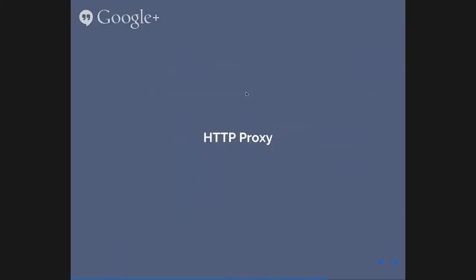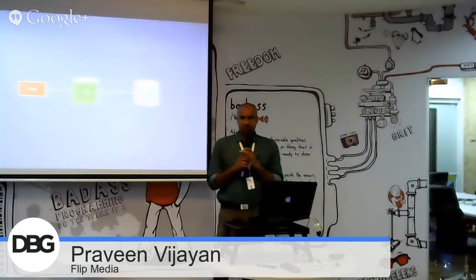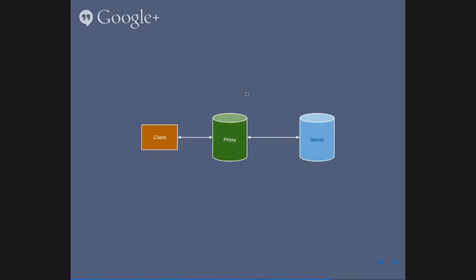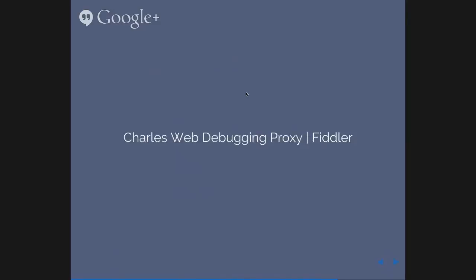HTTP proxy. This is another thing. I know most of us know what a proxy is. A proxy sits in between our client and server, and we can make use of a proxy to route things, or we can manipulate the header, we can manipulate the path, and so on. The whole thing we can change. So why a proxy here? We are using Charles Web Proxy. You can use Fiddler also. Charles Web Proxy is available on all platforms. Fiddler is for Windows. That's free.